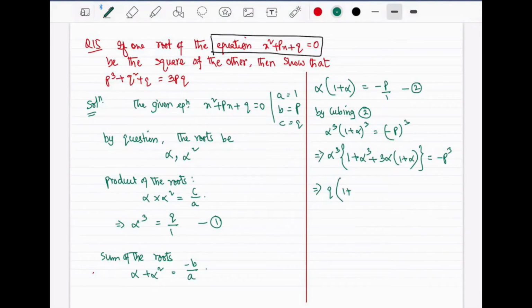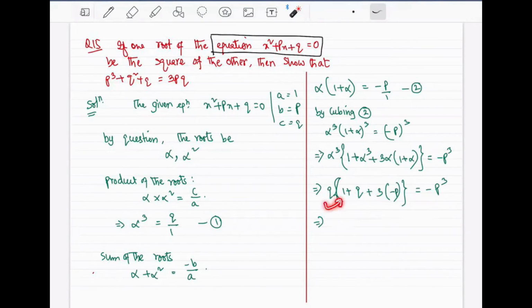1 plus alpha cube. Alpha cube will be, again, we are putting it as q, plus thrice alpha whole 1 plus alpha. This value will be how much? Minus p. So put minus p. Again, we are putting second bracket, is equal to minus p. Okay, let's apply the distributive property, multiply all the terms, right?